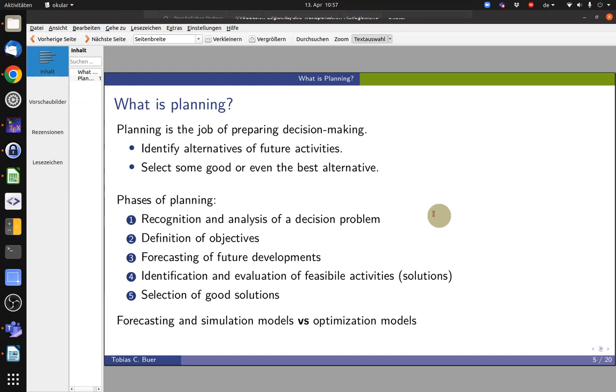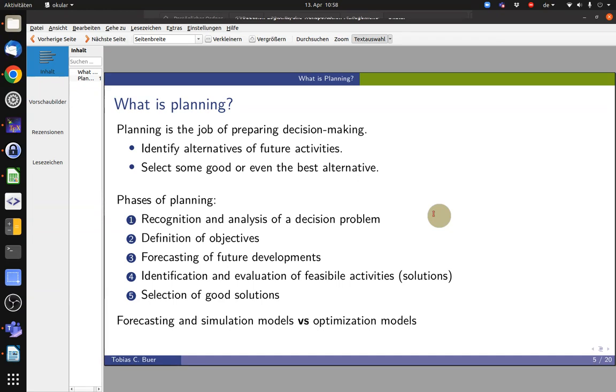Here we distinguish between 5 phases of planning. The first step in planning is recognizing that we have a decision problem. Often decision problems are overlooked. We don't even realize that there is a decision problem. And once we recognize that there is a problem, we can analyze the problem to understand it better.